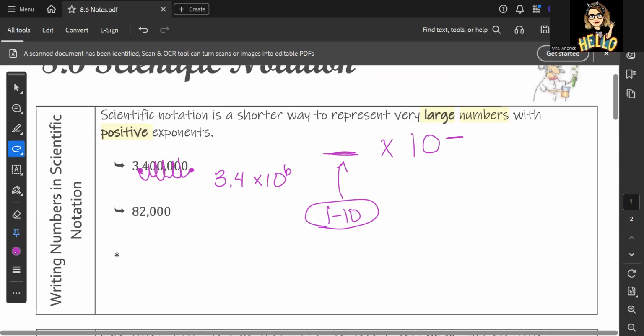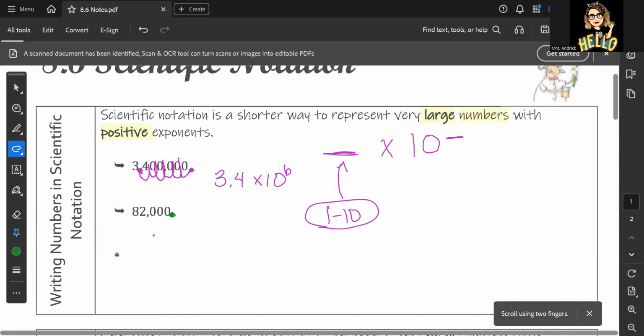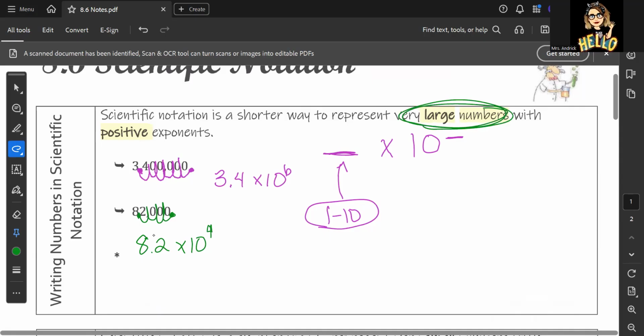Okay, so let's go over that again. We have to figure out where our decimal goes. So it starts here. Where does it go? It's got to be between 1 and 10. If it goes all the way in the front, it's 0.82, which is less than 1. If it goes after the numbers, then it's 82, which is over 10. So it's got to go right in between these two numbers. So I know my answer is 8.2 times 10 to some exponent. We have to count 1, 2, 3, 4, and it's a positive 4 because it's a large number. Okay.